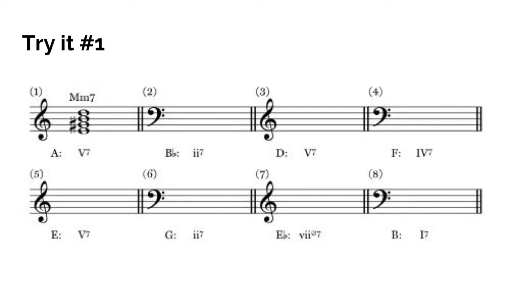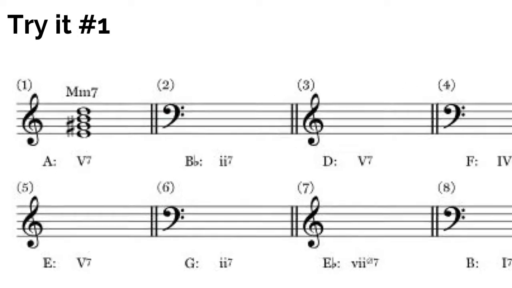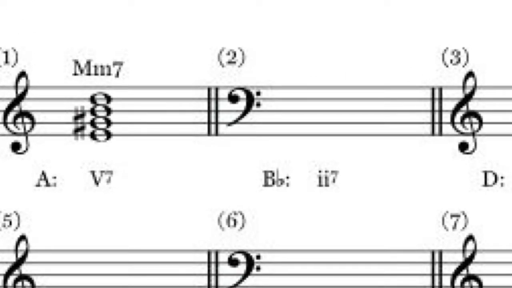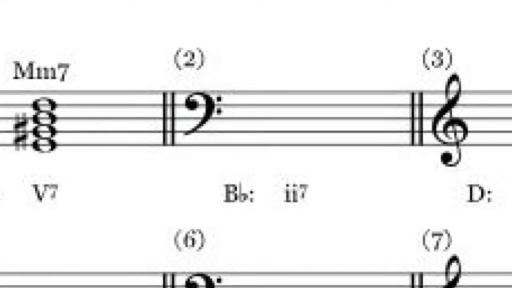All right, now we're gonna build our 7th chords here. So we're in the key of B flat. I know this is really fuzzy, but it'll get there. So our 2 chord is C. So let's build it up. C, E flat, G, B flat. That's our 2-7 chord.